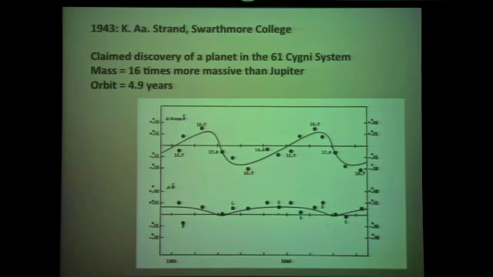Jupiter is 318 times more massive than the Earth. So this planet would be, you do the math, a whole lot more massive than the Earth, right? A very, very big planet. These days, we would not even consider that object a planet. We would consider that object a brown dwarf. But he thought he had discovered a planet in a 4.9-year orbit around 61 Cygni, 1943.